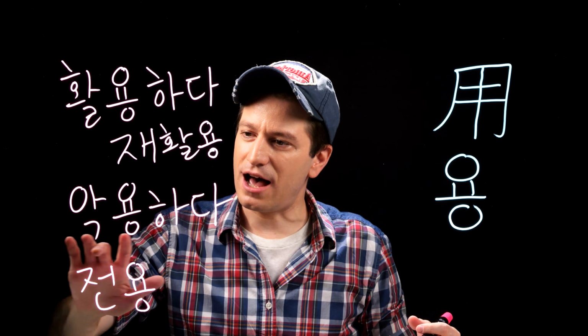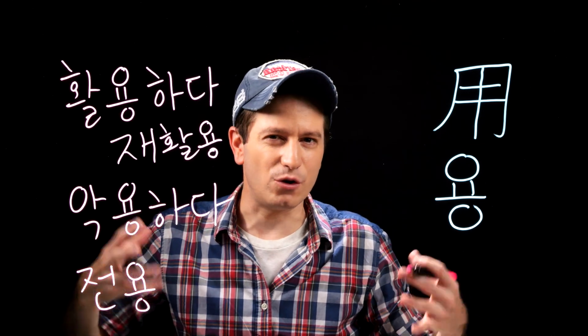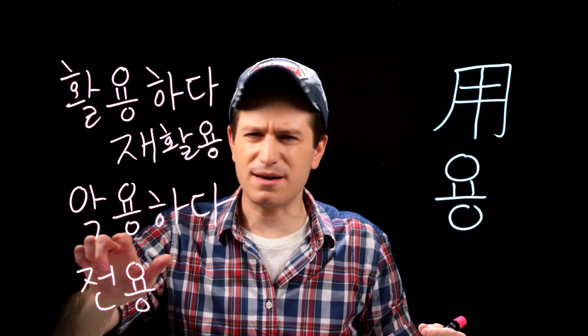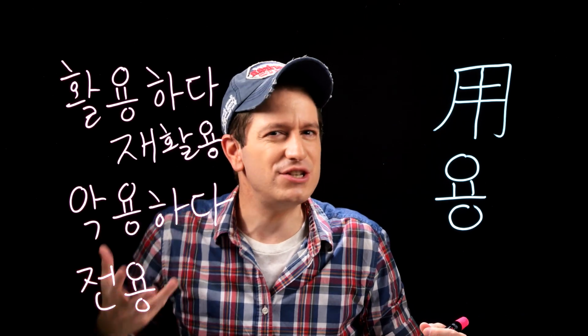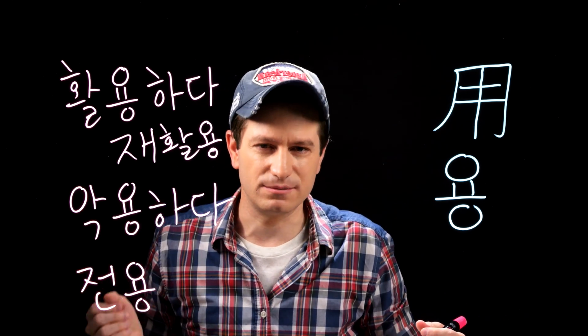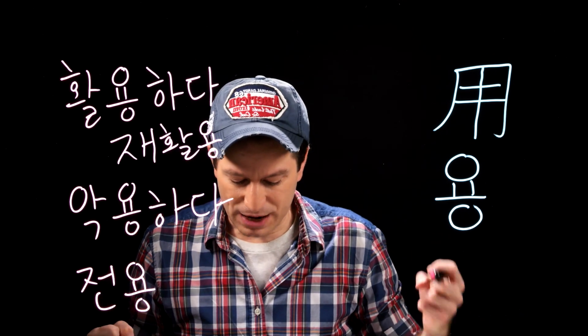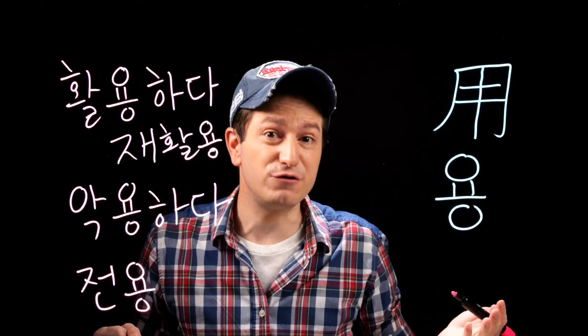Next we have 악용하다. 악 means evil or bad. So you're using something bad. So you're misusing something, or you're abusing something. So you might abuse your power. You might misuse someone's personal information, like that.